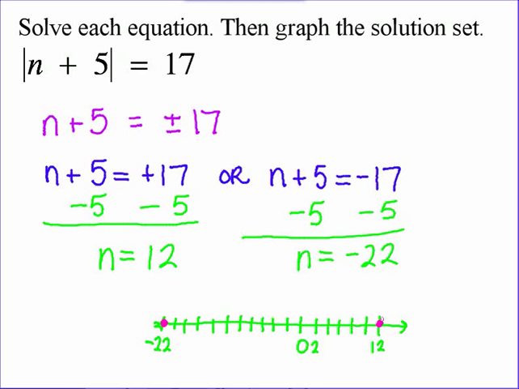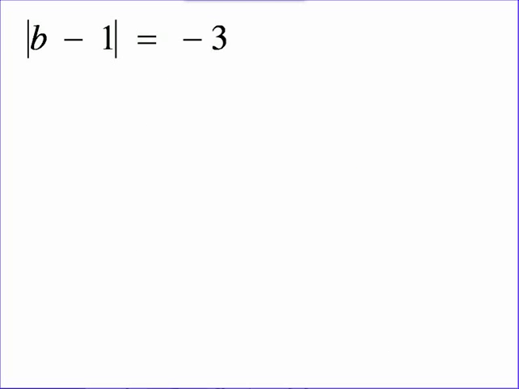Now, real quick, I want you to think about something. What's the difference between these 2? 34. Yeah, 34 and 17. Just a thought. Okay, let's look at this next one. b minus 1 equals negative 3. We'll get to that thought later. Trust me, I just kind of want to plant a seed in your head there.